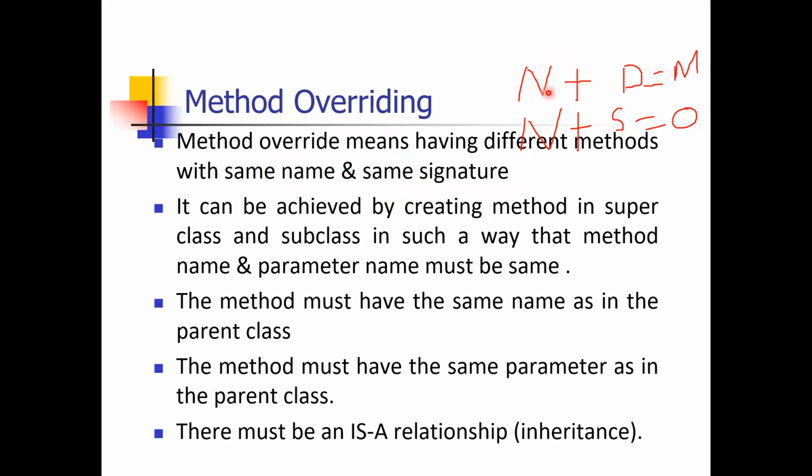Here the method name is the same and the signature is also the same. That's method overriding. If the method name is the same but the signature is different, it is method overloading. So how can we achieve this? It can be achieved by creating a method in the superclass and subclass in such a way that the name and parameters are both the same. So how do we call and run this? There is a relationship, inheritance. It means there is a parent class and a child class, and both are related with extends. So the method has the same name in the parent class and in the child class.